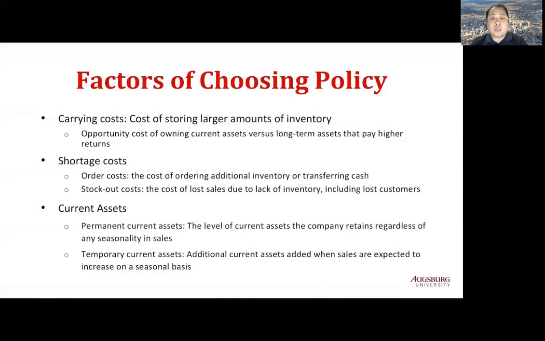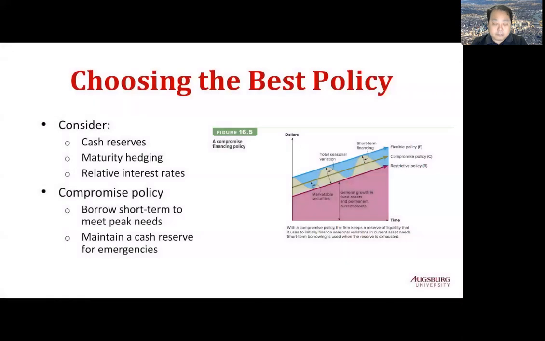So when you hold current assets, we need to determine the level of the permanent current assets, which is the level of current assets the company retains regardless of any seasonality in sales. Then we may add temporary current assets when we need them. To choose the best policy, we need to consider cash reserve, matching maturities, and interest rates.